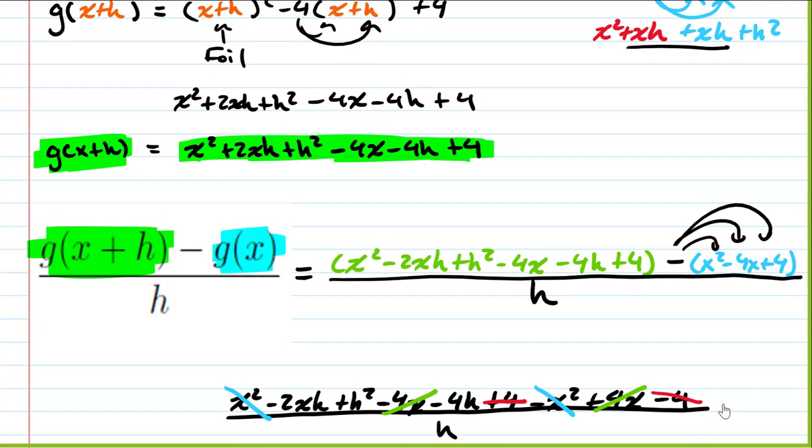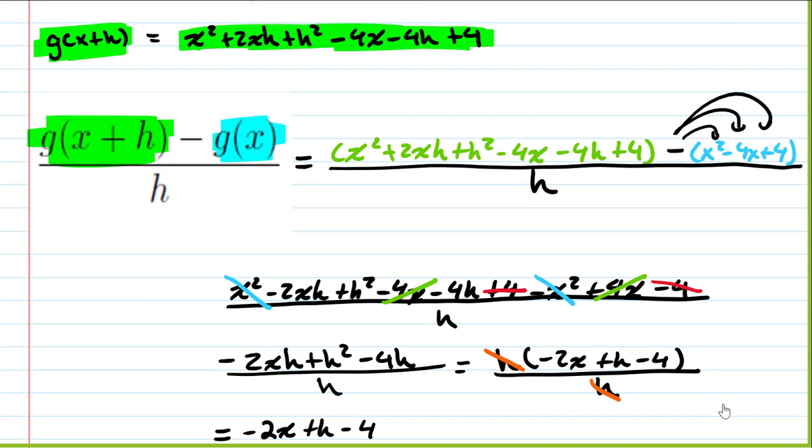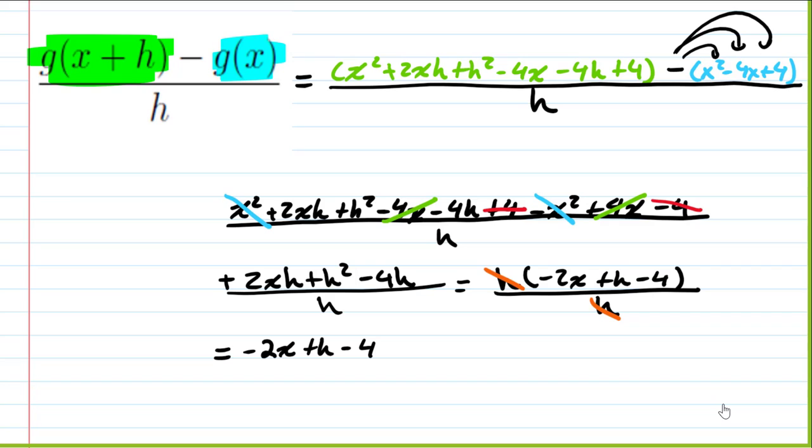All right, so it appears I made a typo in my transcription here. That should be positive, which means this one should have been positive. So that's positive, and that's positive. So we get 2x plus h minus 4.